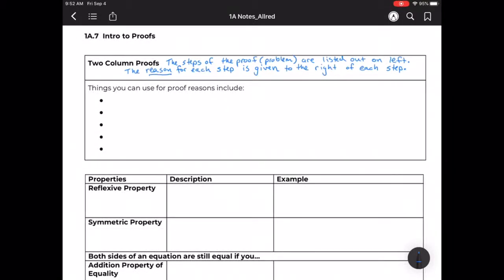A two-column proof is where the steps of the proof, or whatever problem you're working through, are listed out on the left, where each step is a logical statement we get from the previous statements. The reason for each step is given to the right of each step. And so there are certain things we can use as reasons. And most of the time, there are certain kinds of mathematical statements that have special names, and you cannot just use anything as a reason. We have certain reasons we get to use. Even if you don't remember the exact wording, there are certain ways you can say the reasoning that works.